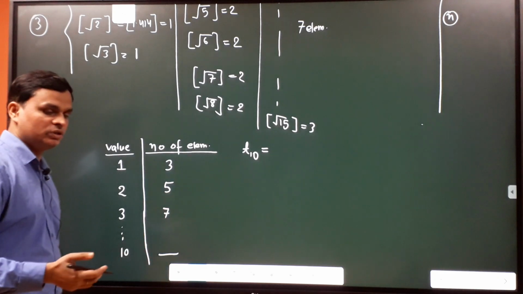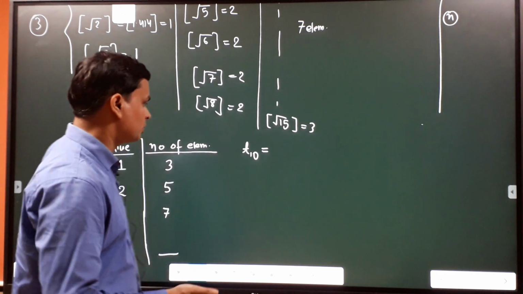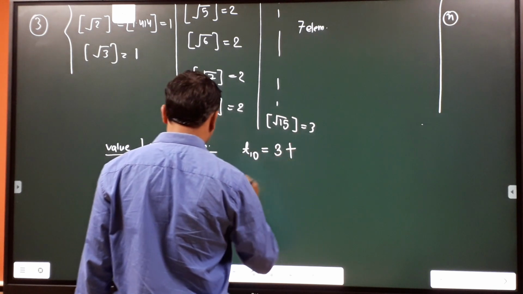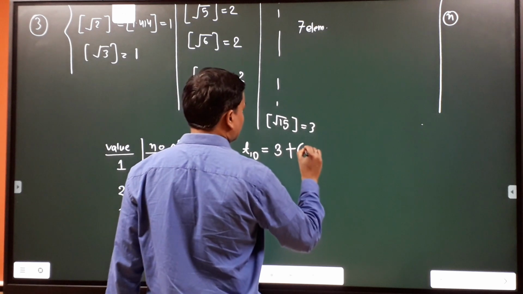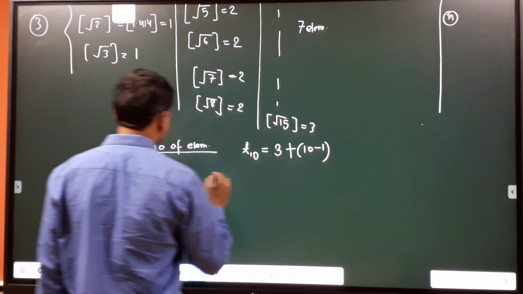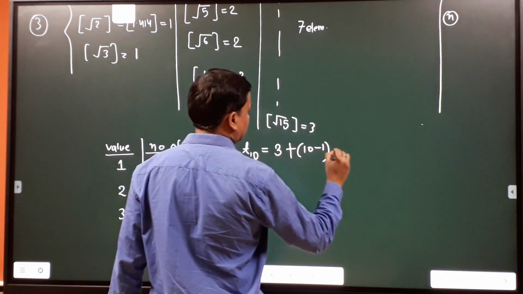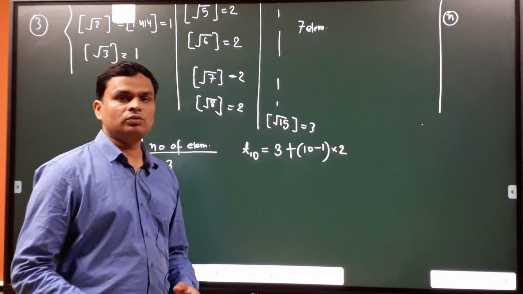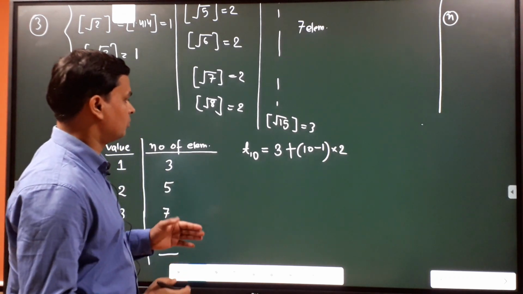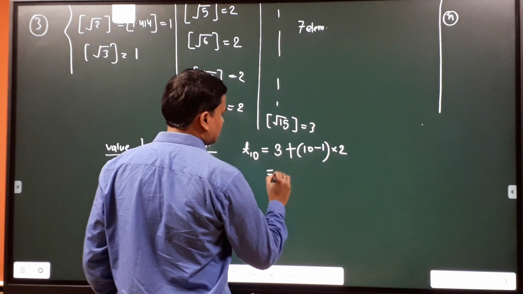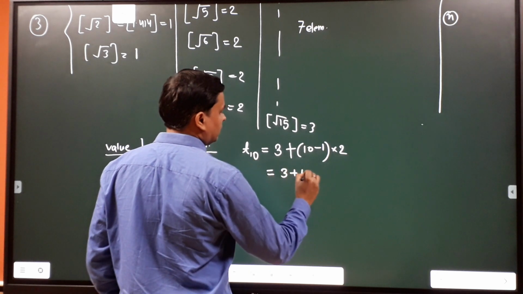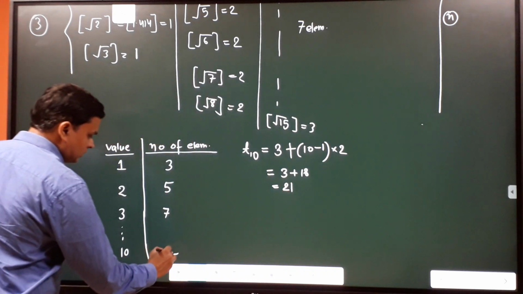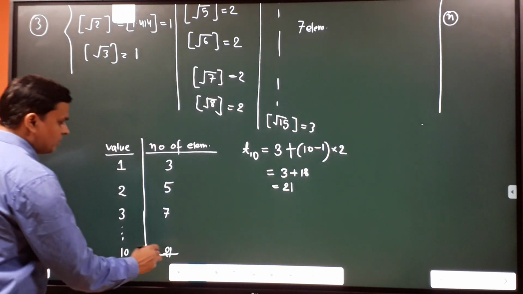I hope you all know the formula for the nth term of an arithmetic progression. So this is 3 plus (n minus 1) into d. What is n? 10. So 10 minus 1 into the common difference, that is 2. If you are not familiar with this formula, then you are advised to go through arithmetic progression and its formulas. So from here I can write 3 plus 18, that is equal to 21. So in the last there will be 21 elements.